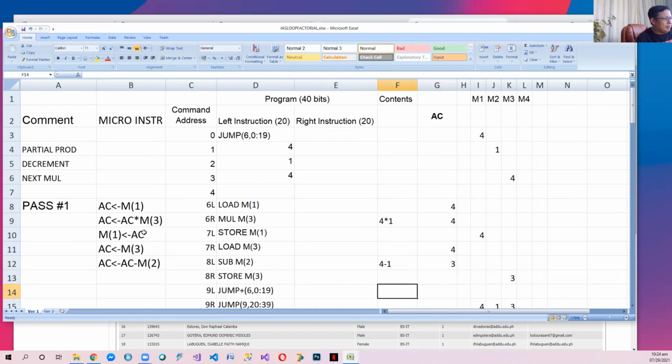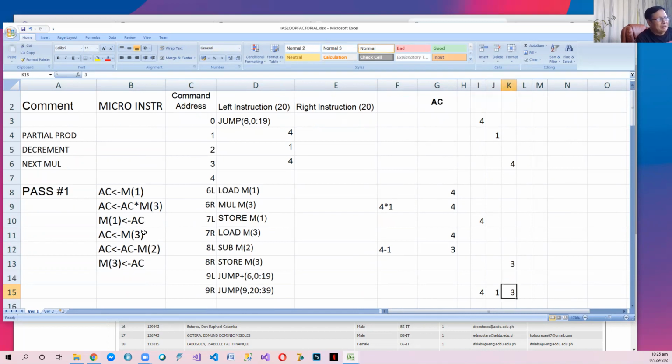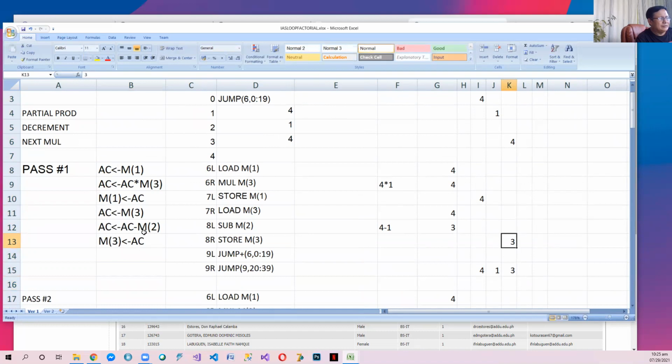Okay, and we store M3. M of 3 receives AC. So when M of 3 receives AC, do you follow? Our next multiplier is 3. Okay, and then we say jump plus. Jump plus 6 to 19, which means we will go back to 6L if the accumulator is positive or non-negative.